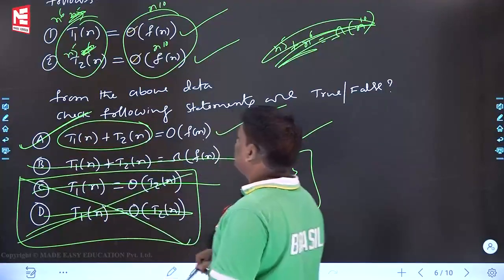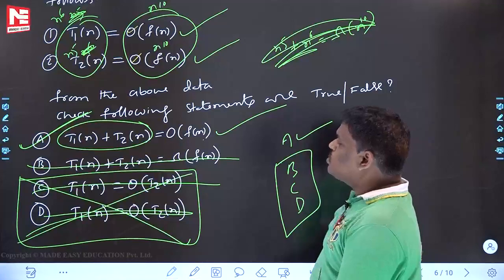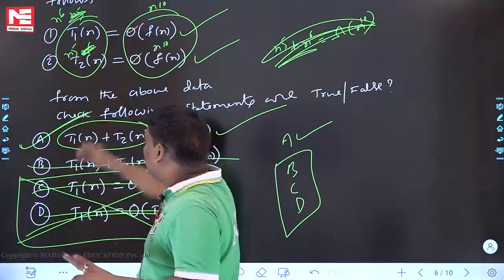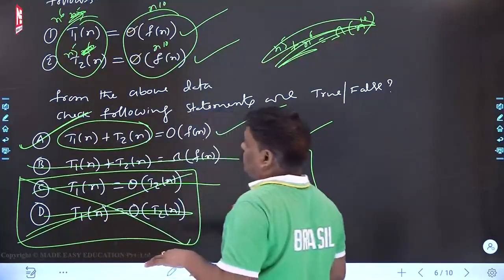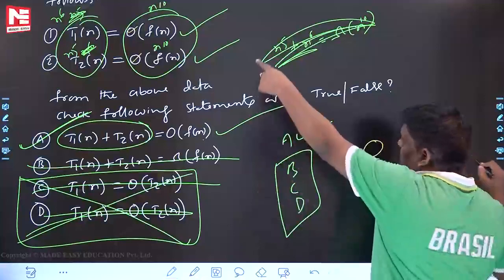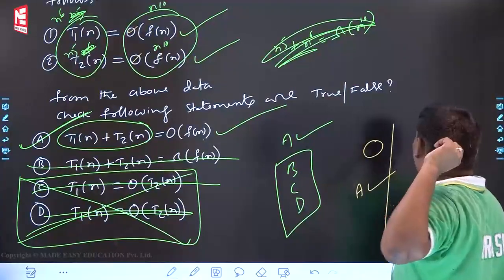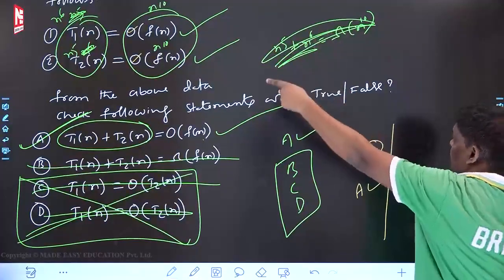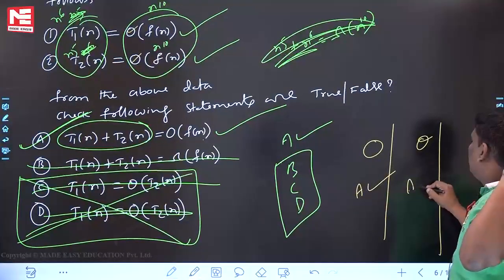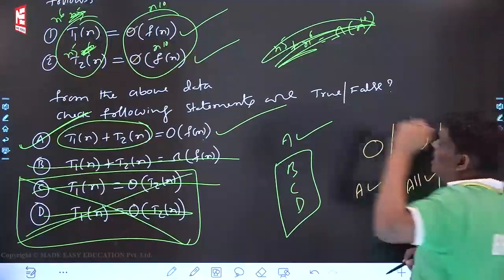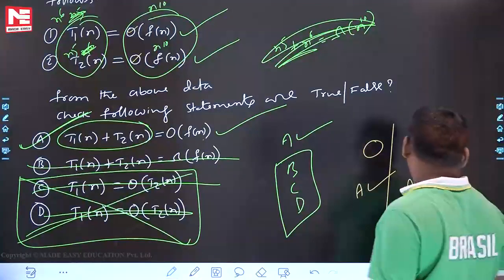Then what is option A? Option A true. What is option B? True. What is option C? True. What is option D? True. So, if I make these two as theta, then all are true. If I make this big O, only A is true. So, if I keep the given problem as big O only, then only A is correct. If I write theta, then all are correct. You are okay now. Fine. Let's go to the next problem.